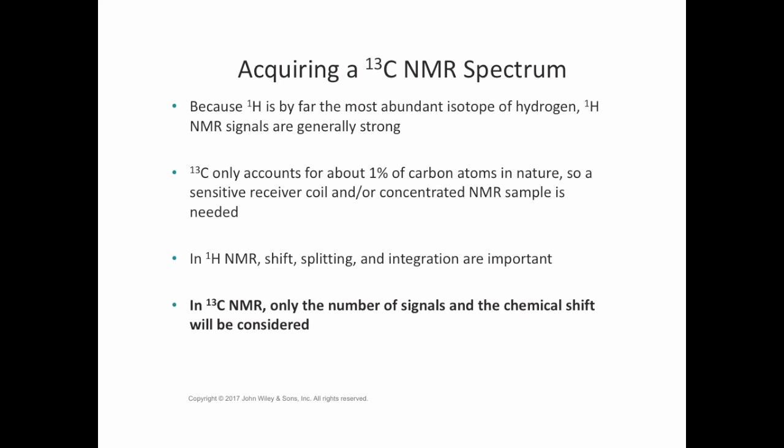And indeed, we really only consider the number of signals and the chemical shift. We're not going to have to worry about splitting and integration. And when we use carbon-13 NMR, it's important to remember that carbon-13 is only 1% of carbon atoms in nature. So we typically need a concentrated NMR sample. And often the running time for taking a carbon NMR is hours and hours, whereas you can get a good proton NMR in a matter of minutes.